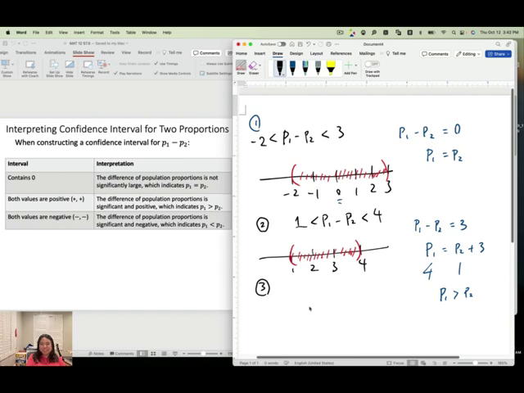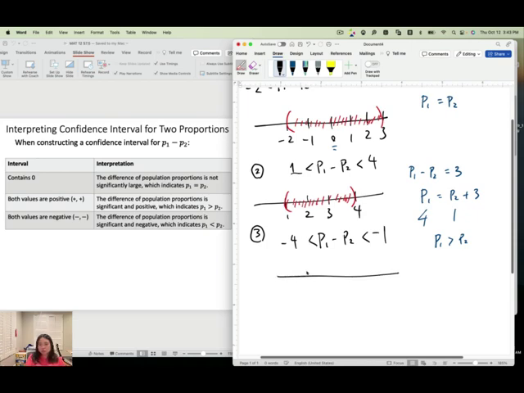Now number 3. This time, both values are negative. So P1 minus P2 can be within the negative values, in between negative 4 and negative 1. The numbers are going to be in between here. So I can have P1 minus P2 equal to any number within this range. Let's say I put negative 2 here. Then I take care of the negative number by adding 2 to both sides, plus P2 to both sides. You get this equation. So obviously this time P1 will be less than P2.